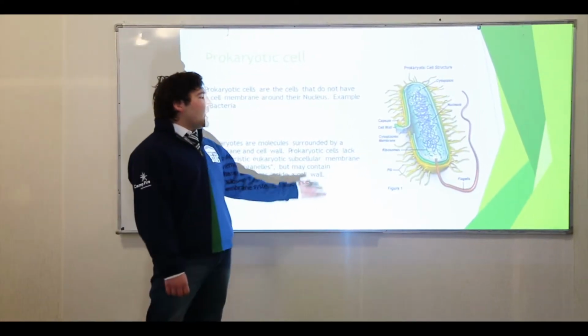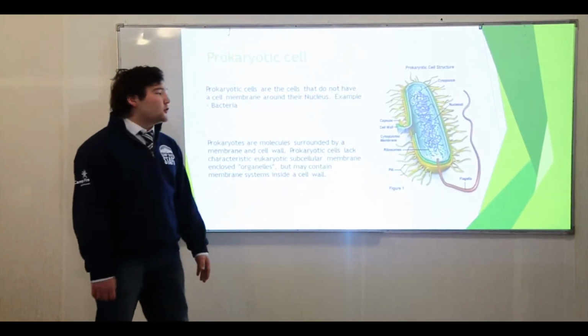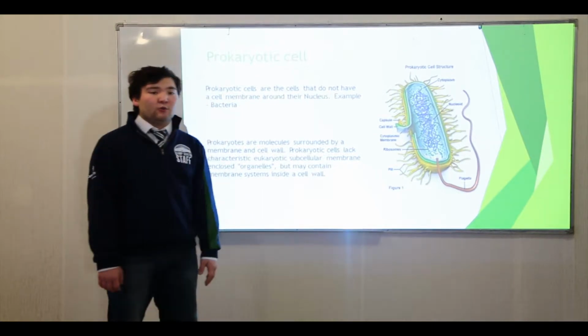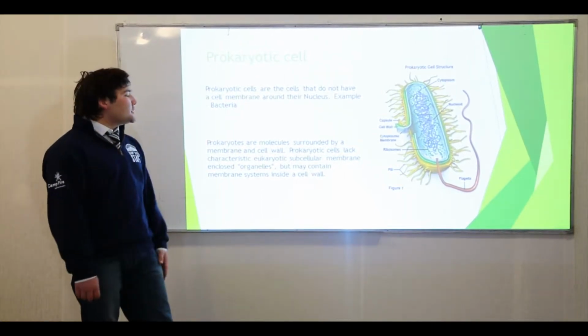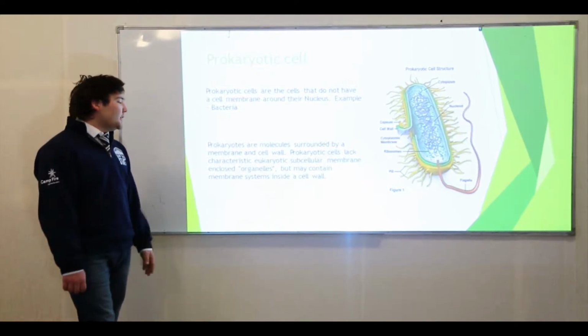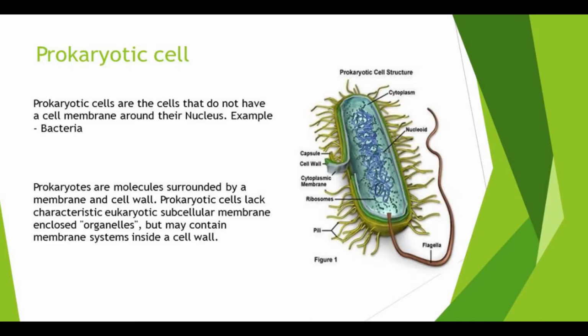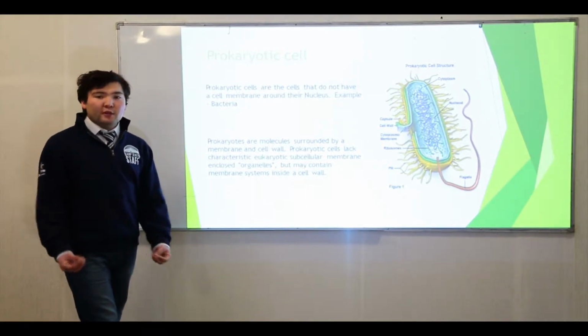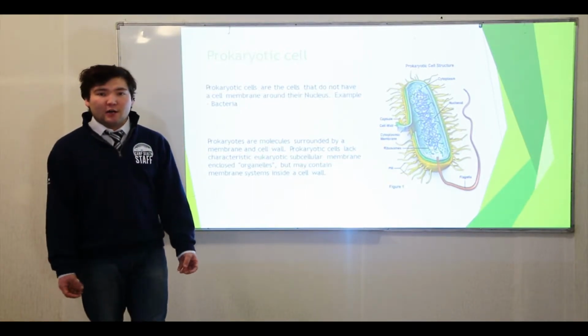As you can see, it has no nucleus within its structure, and its hereditary information is spread out throughout the cell. Prokaryotes are surrounded by a membrane and cell wall. Prokaryotic cells lack the characteristic membrane-enclosed subcellular organelles of eukaryotic cells, but may contain membrane systems inside a cell wall. So, now we know what prokaryotic cells are.